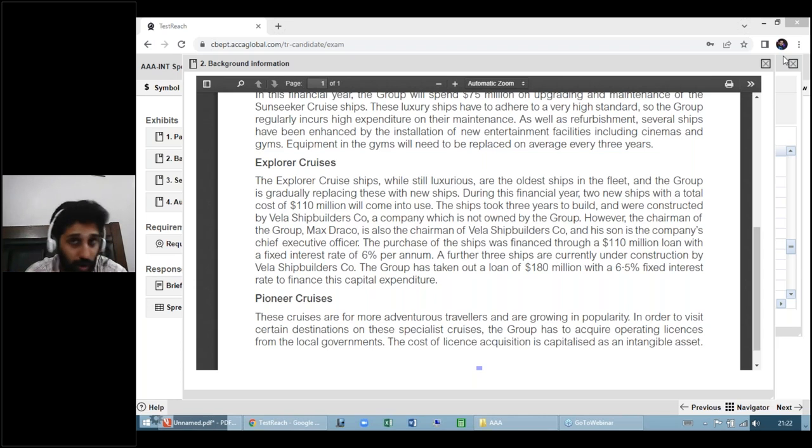And according to IAS 24, a related party relation exists when a person has control, or a joint control, or is a member of the key management of the two reporting entities. So who is the related party here? And one more important thing, the son of Max is the CEO of Vela, right? And so Vela Shipbuilders is the related party.